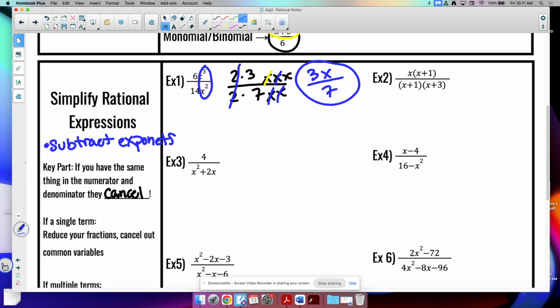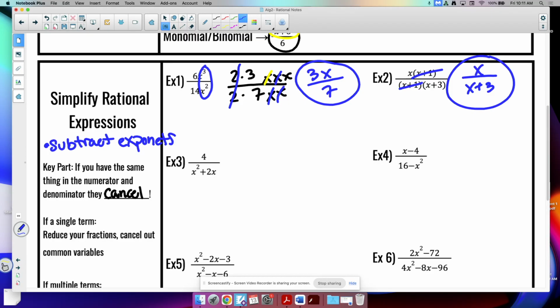Next one. This is already factored for you. So when it's already factored for you, you just have to look for chunks that are the same. So what's a chunk that they both have on top and on bottom? X plus 1. X plus 1, so those cancel. Can you reduce those x's? No, the one on the bottom is attached to the 3, so it could only cancel with another x plus 3. So our final answer is we're left with an x on top, we're left with an x plus 3 on the bottom.